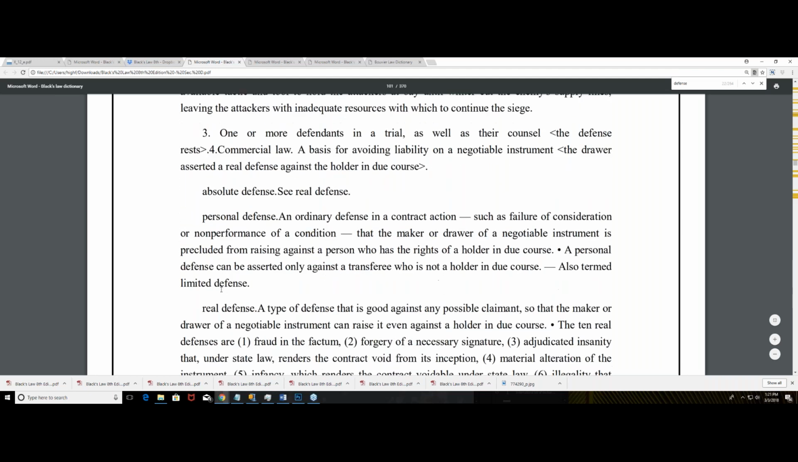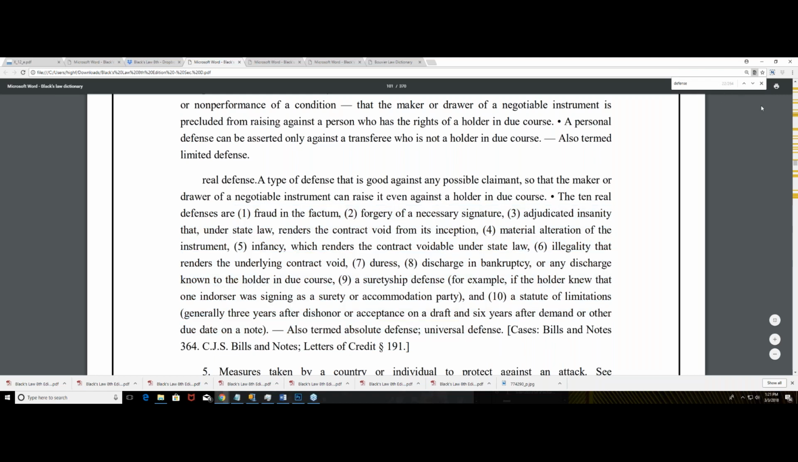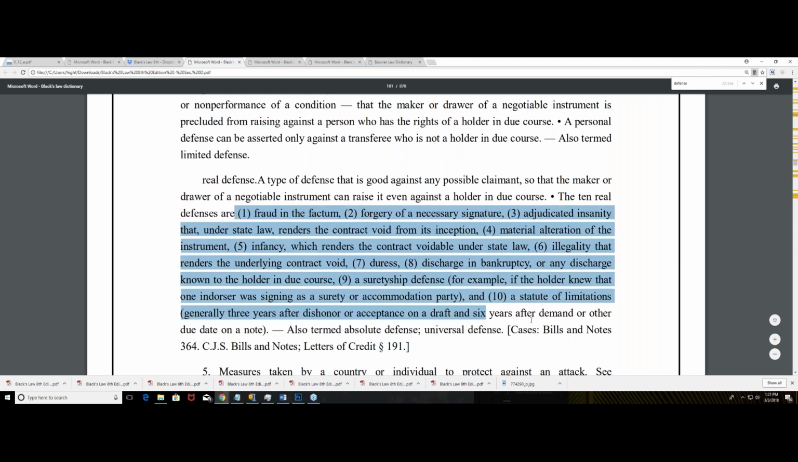All right, so these are what's called the 10 real defenses that can be used against a holder in due course. Now, why do you need to know that? Because a lot of you issue instruments without a notice of claim on the instrument, and the person taking it becomes the holder in due course. And if they come to you in the position of holder in due course, here are your defenses against that. The best illustration I can give is when people buy homes in the mortgage industry, because they're issuing a negotiable instrument without a claim and allowing the holder of it to take it free of all claims. He becomes the holder in due course, and he's coming back to you with a claim. So you put in a counterclaim, and it would be one of these things right here.